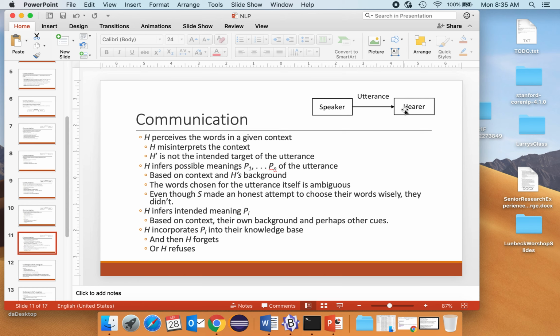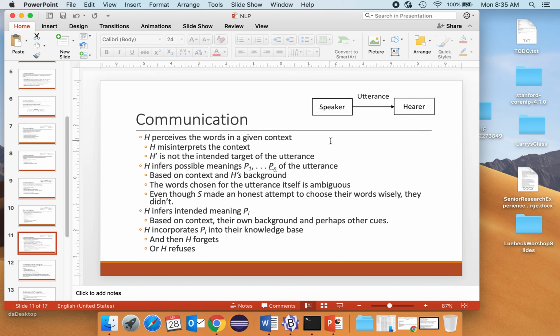So let's move on then to the hearer. H perceives the words in a given context. Maybe H just misinterprets the context. Maybe H thinks, oh, they just gave me a command, but they simply wanted to inform them of something. Passive aggressiveness figures into this a little bit. Sometimes people who are passive aggressive will utter something that has the form of a statement, but it's really a command.